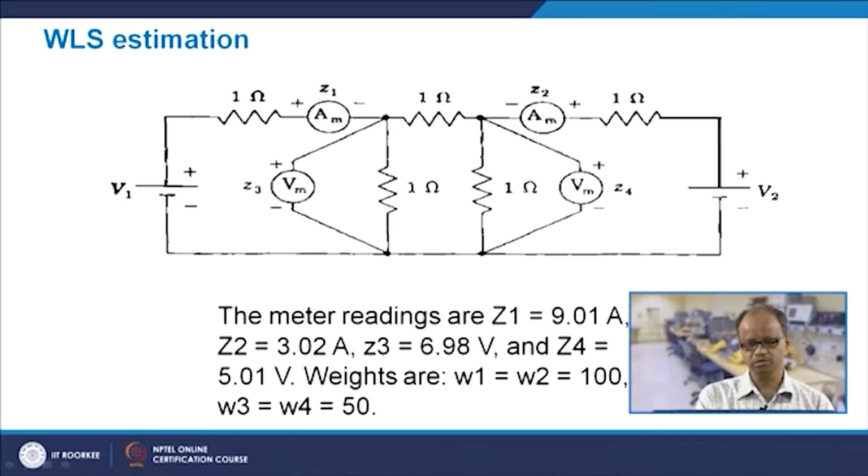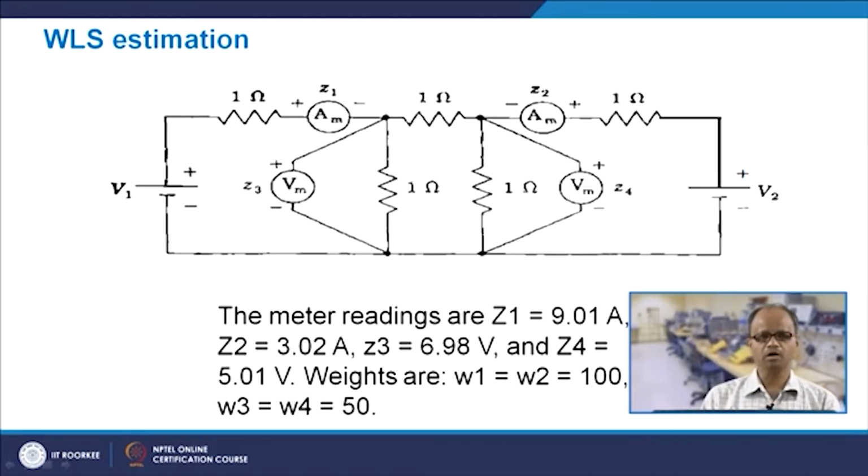Now, we have also discussed in the last class that we take the weights as the inverse of the variance. Accordingly, these two ammeters are found to be more accurate. Therefore, their weights are taken to be 100, this is also 100, this is also 100, and then these two meters are not that accurate. So, they are a little more inaccurate. Therefore, their weights are taken as 50.